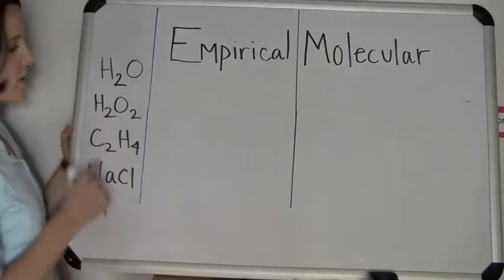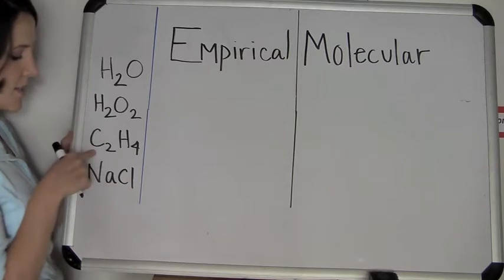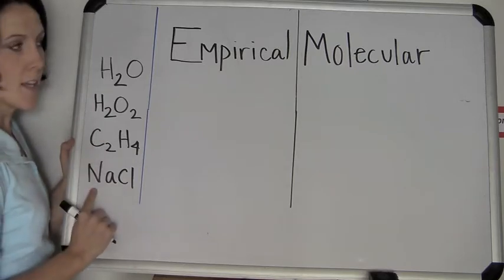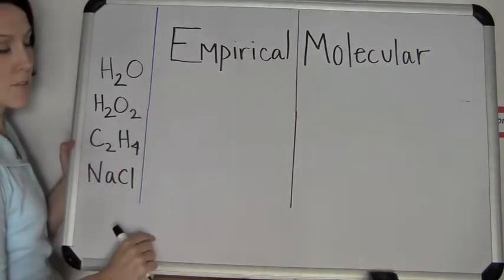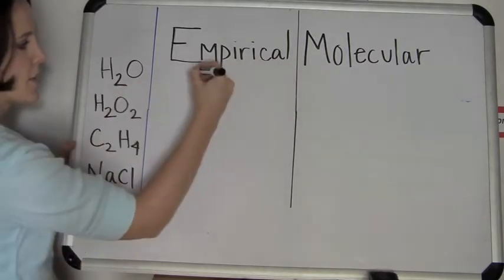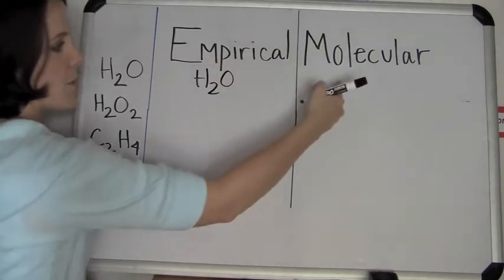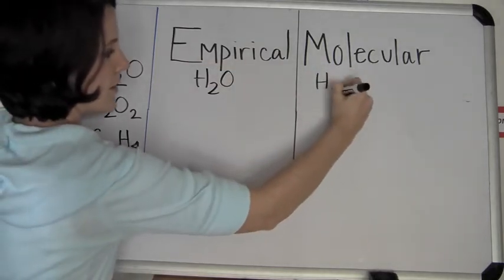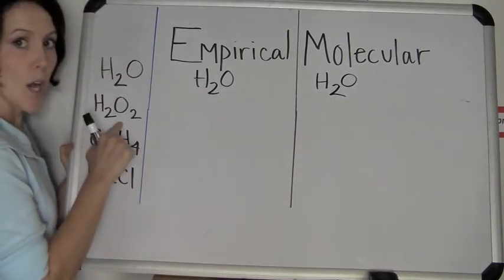Here's a few examples: water, hydrogen peroxide, ethylene, and sodium chloride. Let's compare the empirical and molecular formulas for these compounds. First off, water. The empirical formula for water is H2O. What about the molecular formula? That's also H2O. What about hydrogen peroxide?